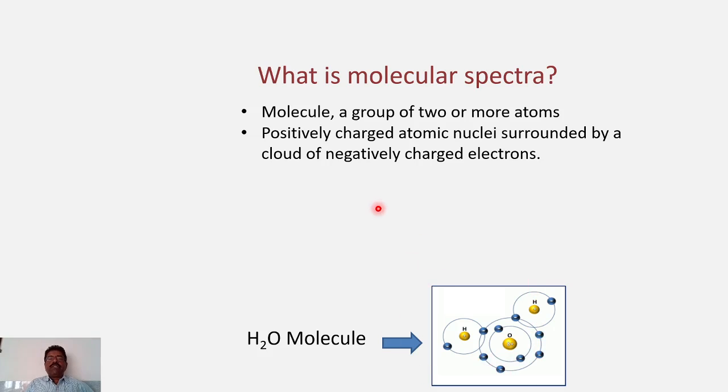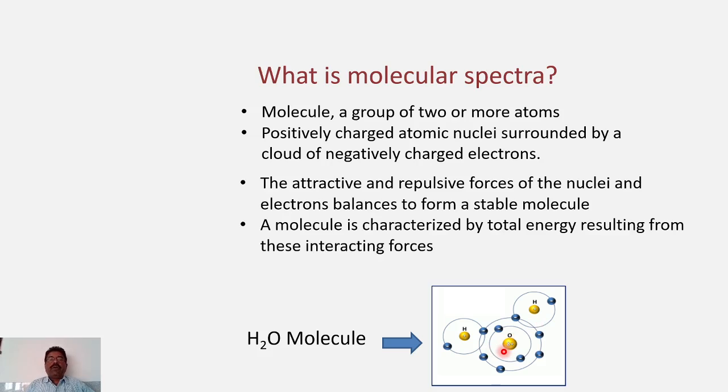What I just want to point out is that there are some forces acting between the constituent atoms of the molecule. The attractive and repulsive forces of the nuclei and electrons balance each other in order to form a stable molecule. So you know that a molecule will be stable only when these attractive and repulsive forces between the nuclei and electrons balance, because there are electrons of this atom and electrons of that atom, nuclei of this atom and nuclei of that atom.